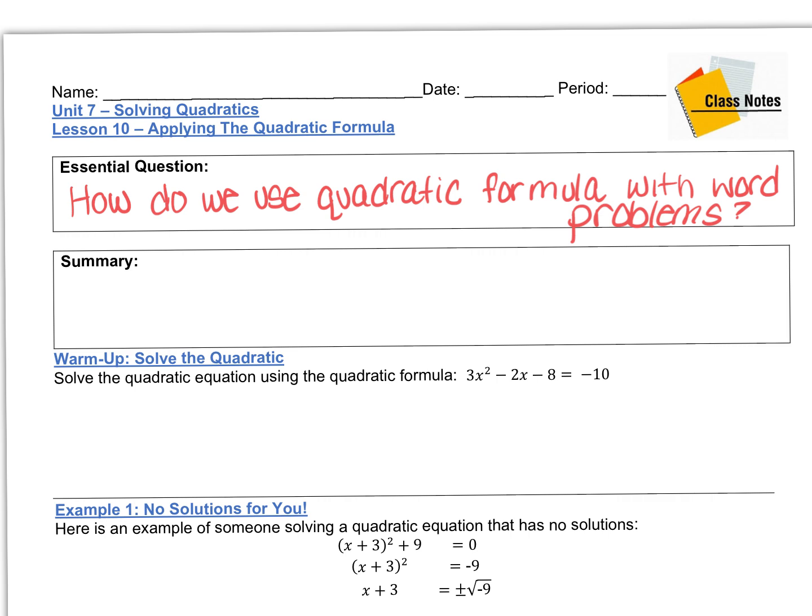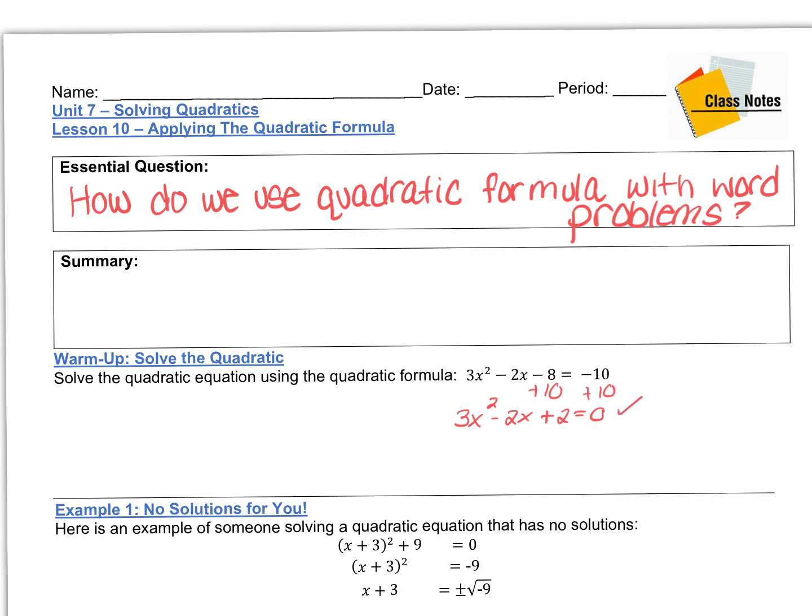Our warm-up is just to solve the following quadratic using quadratic formula. My hint here would be make sure that it is equal to 0 first. So hopefully you pause the video. If not, pause it now before I start. The first thing you're going to do is add 10 over, because before I can solve any quadratic, I always need to have it equal to 0.